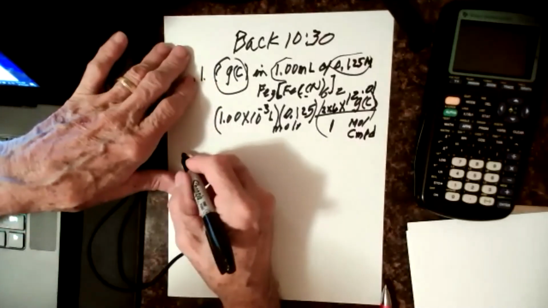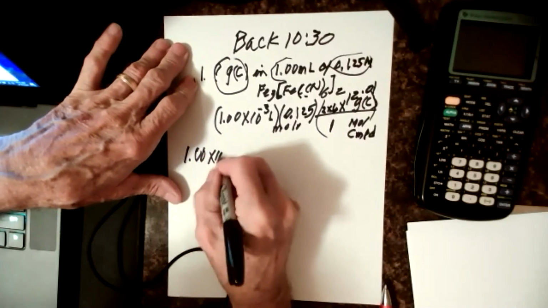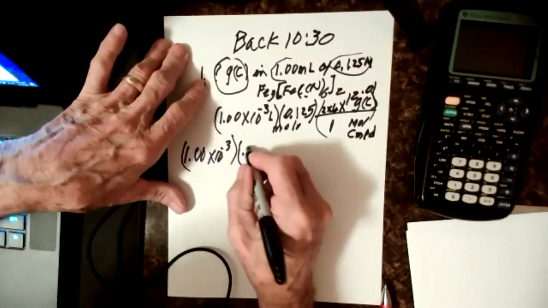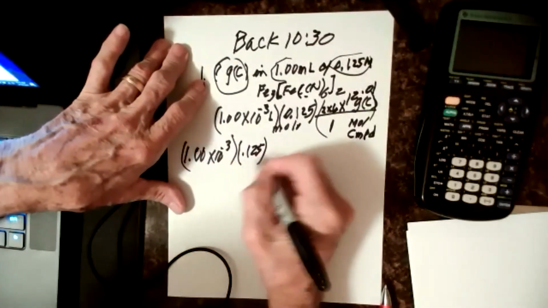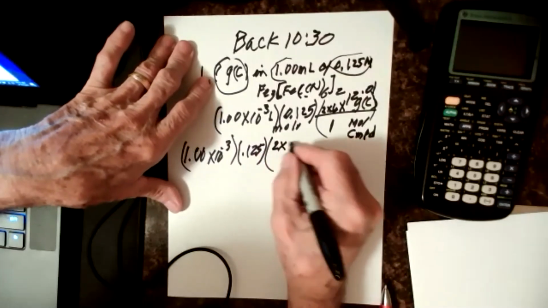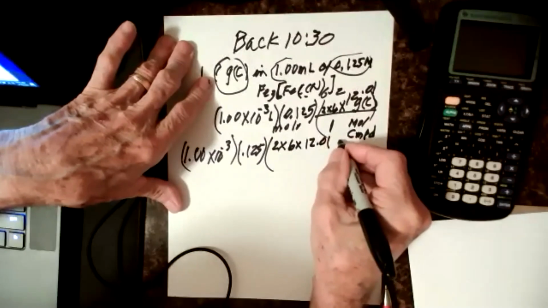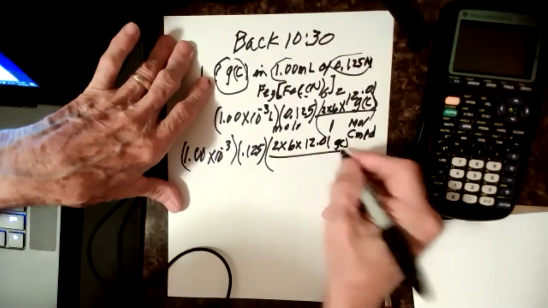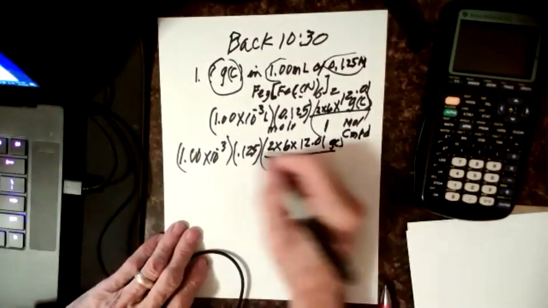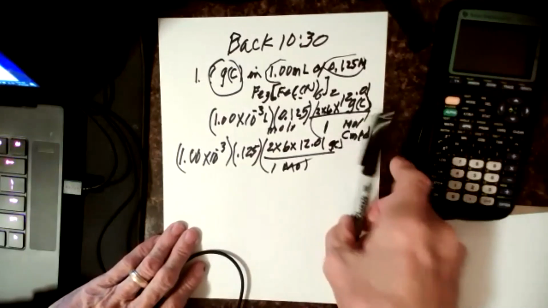So let's go back over here and make it a little bigger so you can read my writing. 1.00 times 10 to the minus 3. I'm going to multiply that by 0.125. I'm going to multiply that by 2 times 6 times 12.01. That'll be grams of carbon. And my 1 mole of the compound is going to cancel out. So this was moles and the moles cancel. So there's my math to do the problem.